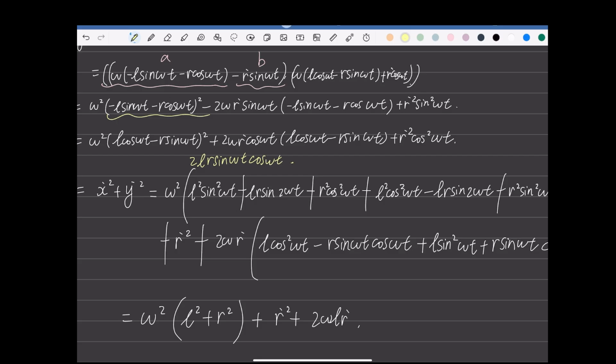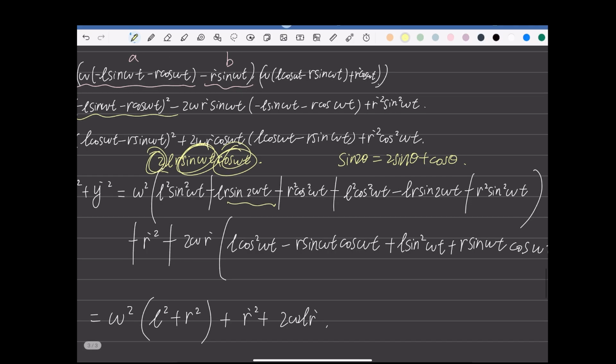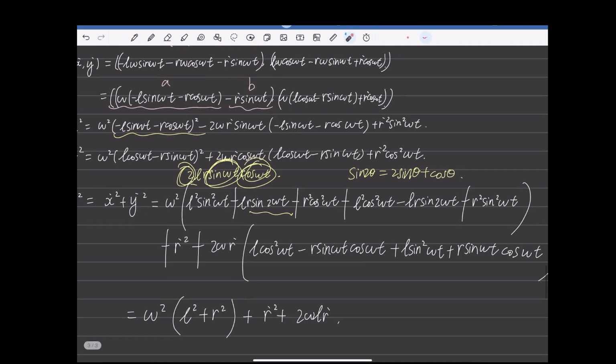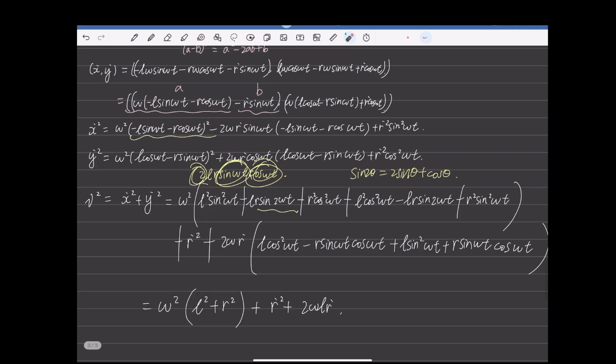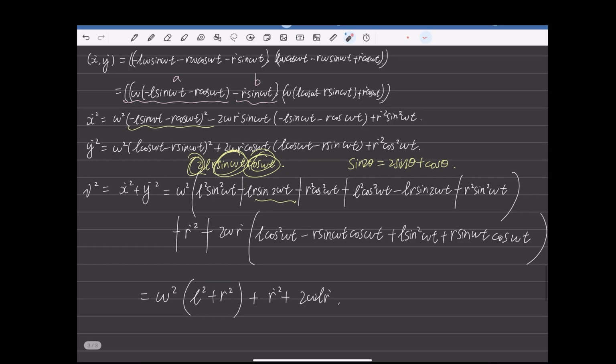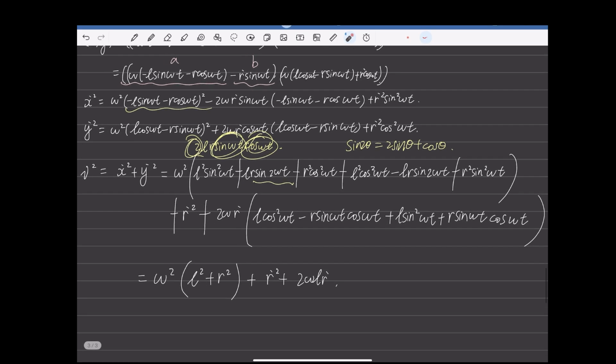And what do you observe here? Well, we see a 2, we see a sine, we see a cosine. So we should think about the formula sine 2 theta equals 2 sine theta cosine theta. So basically these three terms become sine 2 omega t here. And then we have L r. And then we basically have this squared again. So here and here. And then basically we continue to expand.